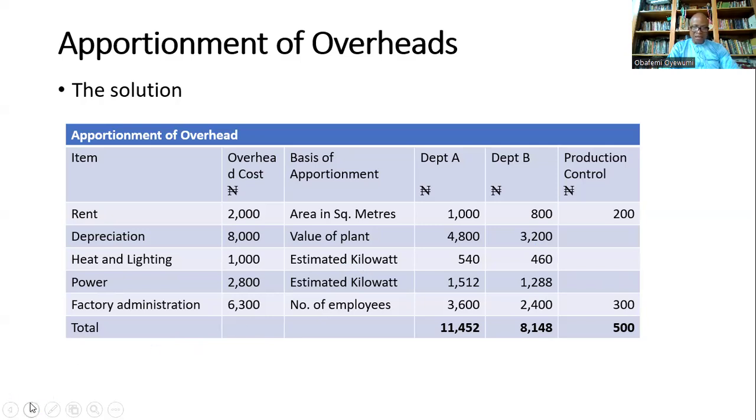Now we have Department A and Department B. Those are the production centers. Now what happens to production control? What happens to production control cost at the end of the day? Production control cost, don't forget, is a service center. We can't leave it like this. So that means that at the end of the day, you have to apportion the service cost overhead to Department A and Department B. So let's look at the next subtopic that talks about how you apportion service cost center overheads to production centers.